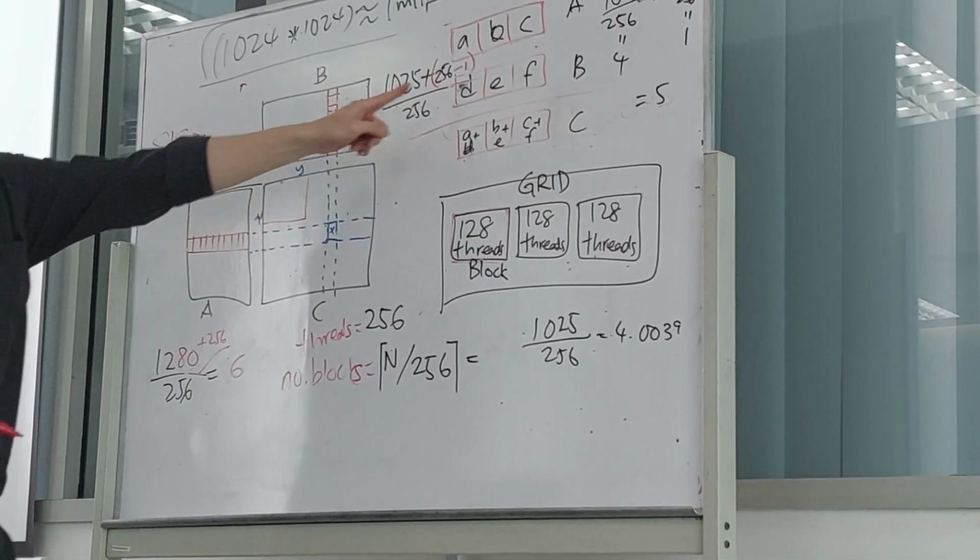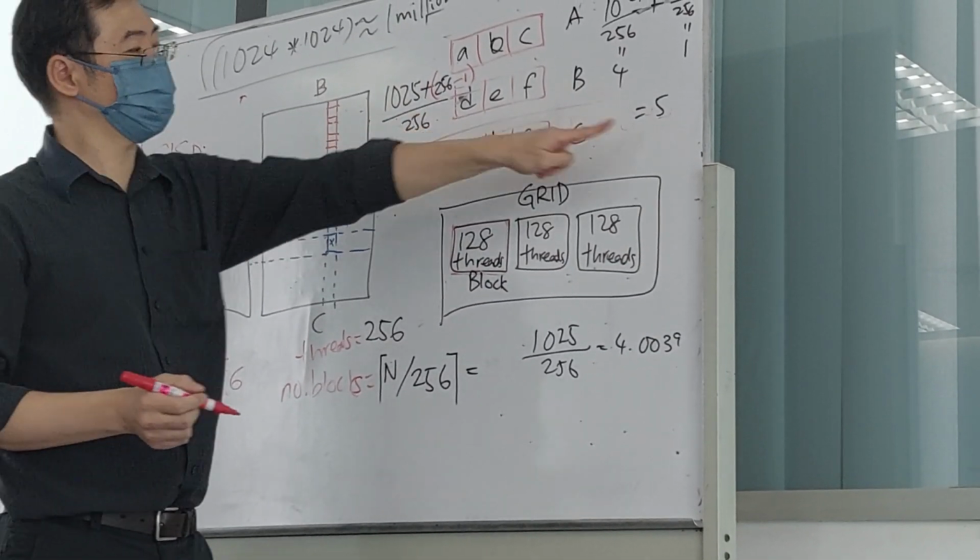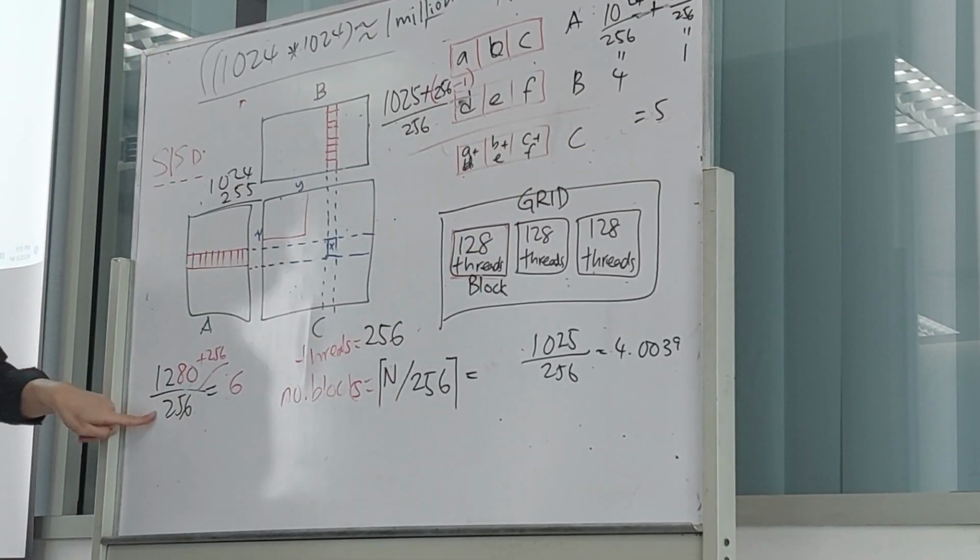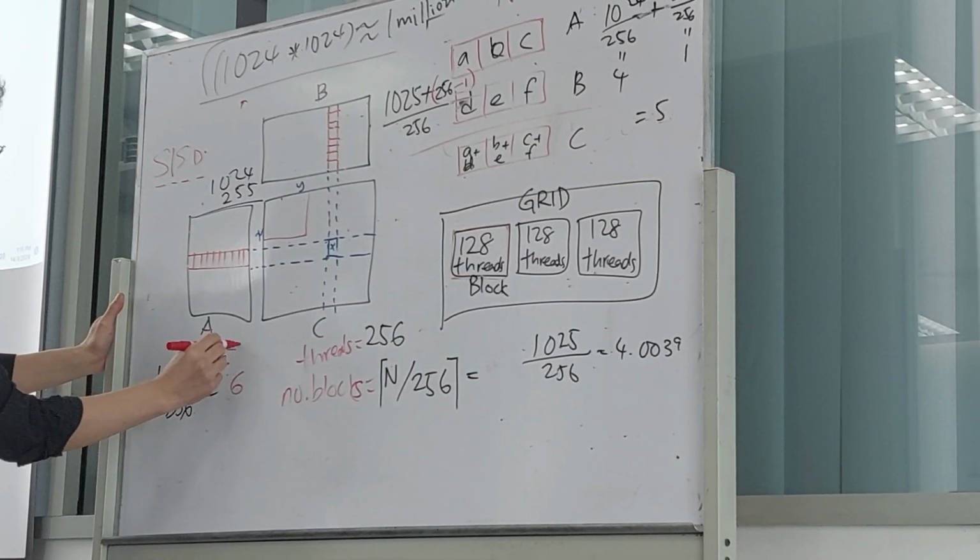Yeah? If I subtract by 1, it will work here. It will be 5 for this. It will be 5 for this as well. Okay? Is it correct?